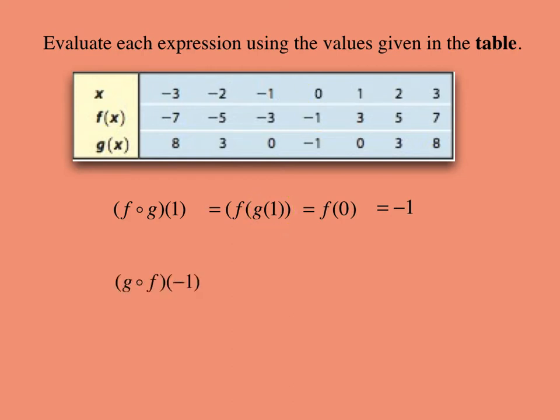Now my next expression that I'm interested in is g of f of negative 1. So you see the first thing you want to evaluate is f of negative 1, which according to the table is equivalent to negative 3. So now I want to find g of negative 3. I can again look at my table. g of negative 3 equals 8. So g of f of negative 1 is equivalent to 8.